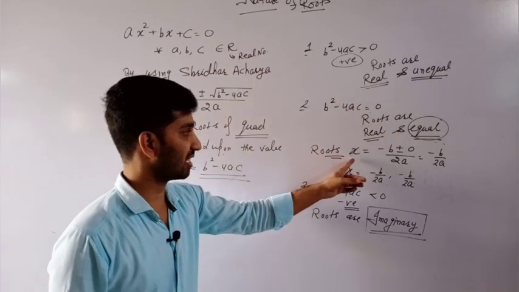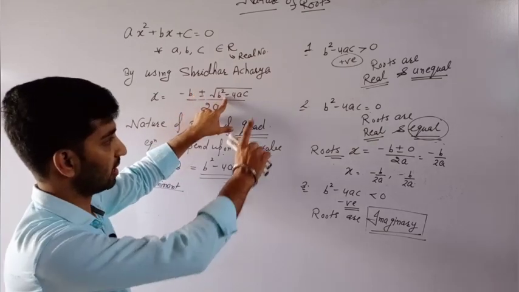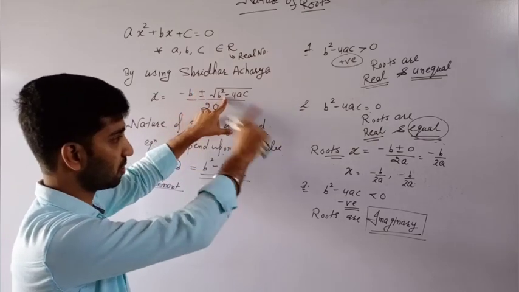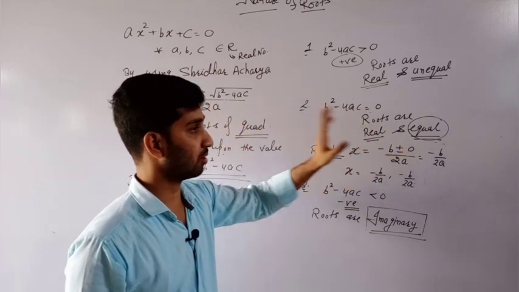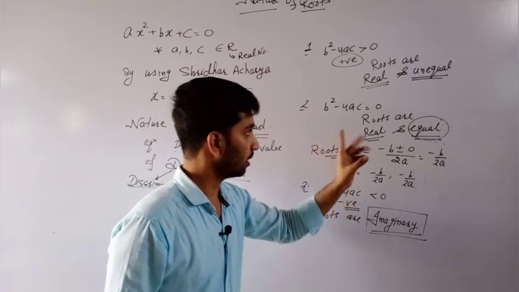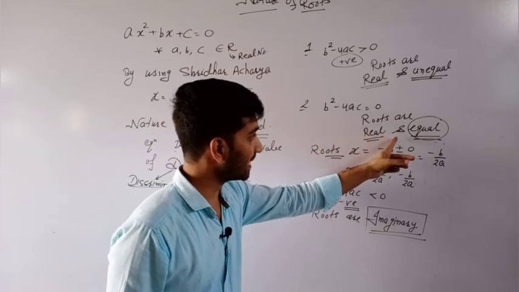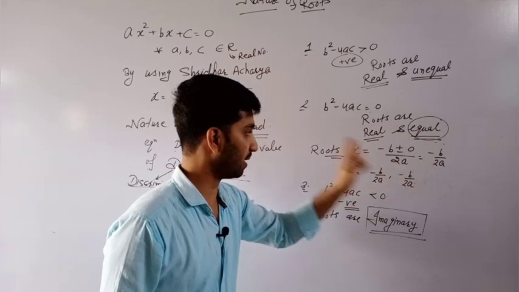By putting this in, x is equal to minus b plus minus root of b squared minus 4ac, which is 0, so root of 0 is 0, divided by 2a. Adding and subtracting 0 will not affect it, so x is equal to minus b by 2a. We have seen that roots are real and equal. It means both the roots are minus b by 2a, minus b by 2a.